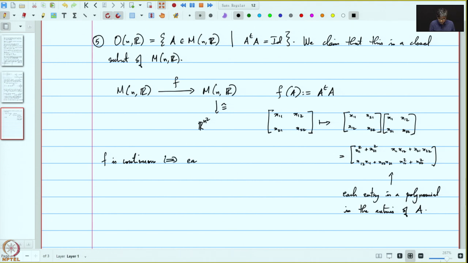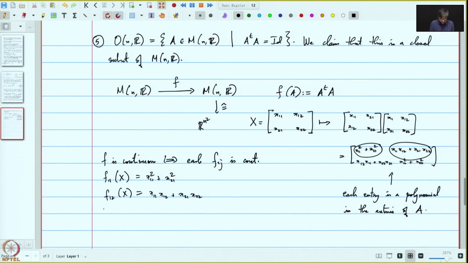if and only if each Fij is continuous. Right? So Fij, so in our example, let's say what is F11. So F11 is precisely this coordinate, right? So F11 of this matrix, let's denote this matrix by X for simplicity of notation. Right? Similarly, F12 of X is equal to this coordinate, that's x11, x12 plus x21, x22. Right, and similarly we have F21 of X, this is x12, x11 plus x22, x21, and finally we have F22 of X.